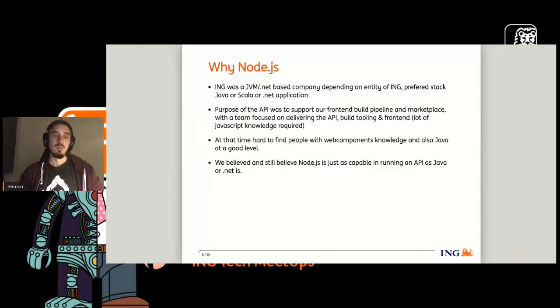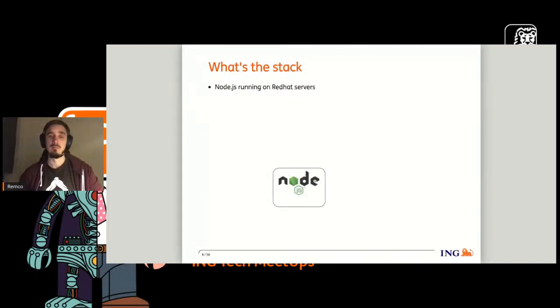And what it also meant at that time was that Netflix came out openly saying that they were using Node.js for their new tooling, etc. So that was a big eye opener for ING as well, to say, let's give it a go and see how it goes. So that's why we came up with Node.js and are still using Node.js, because it just worked.